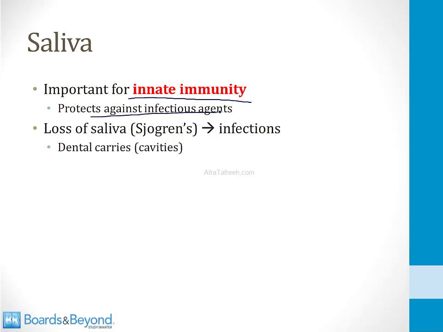And one clinical tie-in of this has to do with Sjogren's disease. Patients who have Sjogren's disease have an autoimmune condition that results in the loss of tears in the eyes and saliva in the mouth. And when they lose saliva in the mouth, they get recurrent infections, and dental caries or cavities are a major problem for patients with Sjogren's disease.